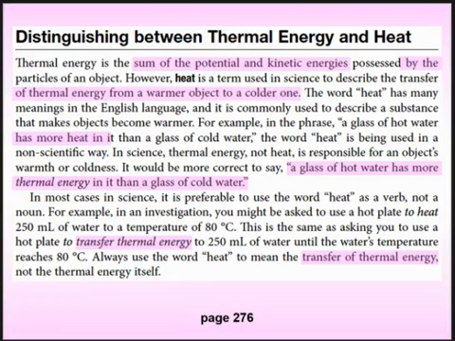For example, this phrase: a glass of hot water has more heat. That's wrong. Because a glass of hot water is how many objects? One. One object does not have heat in it. One object has thermal energy in it. A glass of hot water has more thermal energy than a glass of cold water. Okay?